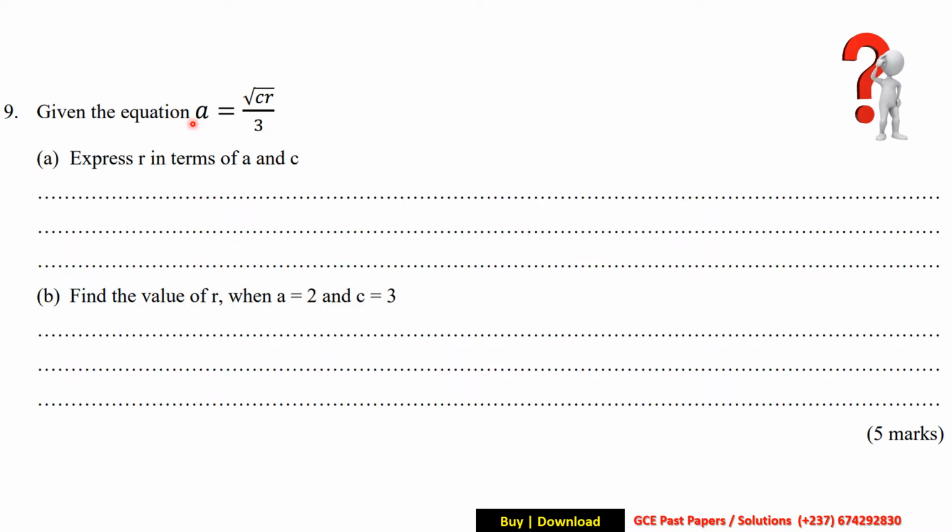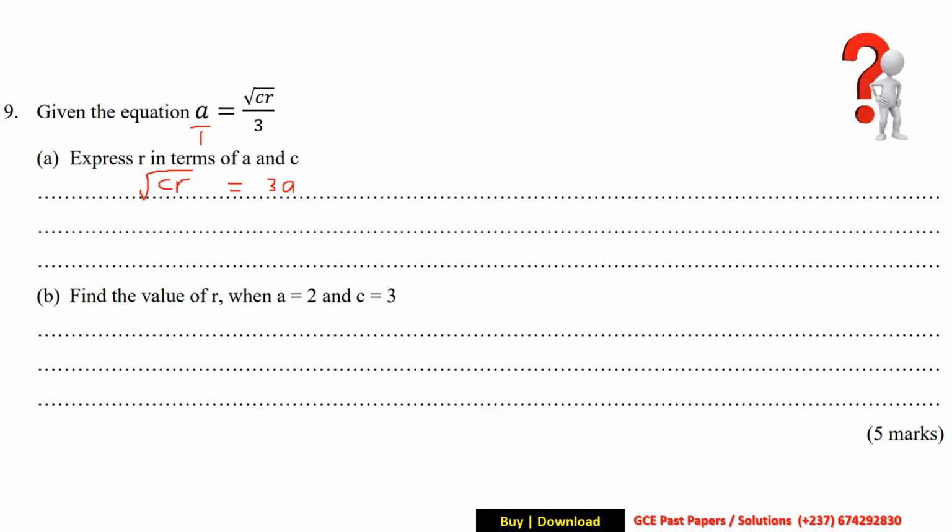Now, given the equation A is equal to root CR, all that on 3, express R in terms of A and C. So this is making something the subject of the formula, right? So we want to make R the subject of the formula. Good. So first of all here, we'll start by cross multiplying. This one is the same as A over 1. So root CR times 1 is root CR, which is equal to A times 3 is 3A.